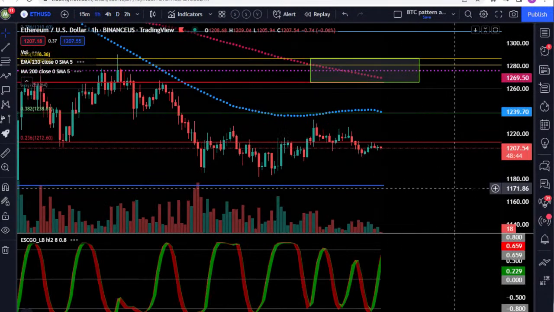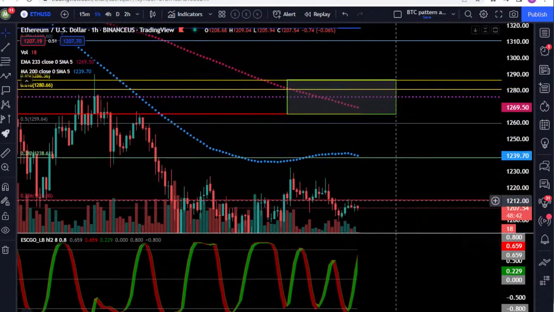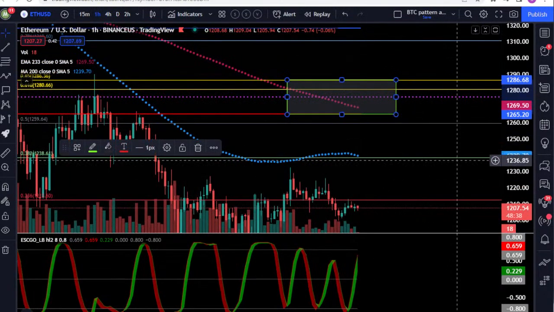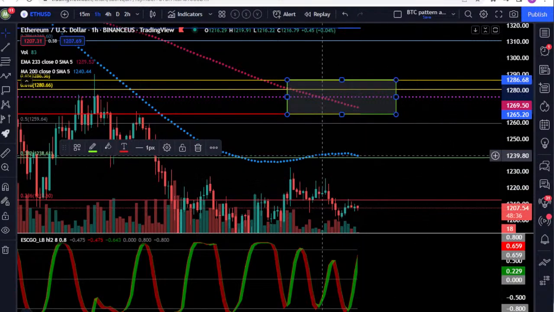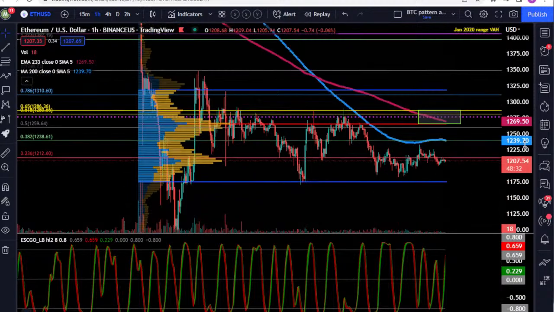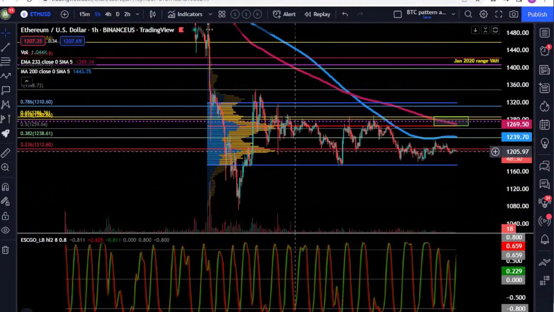Now, Ethereum, I marked this zone yesterday for you guys, and I'm just waiting for that pump. If we get there, then I would be considering entering a trade on a reaction. The region between 1265 and 1286 we will have. I'll show you how I got this level so you know how to trade.